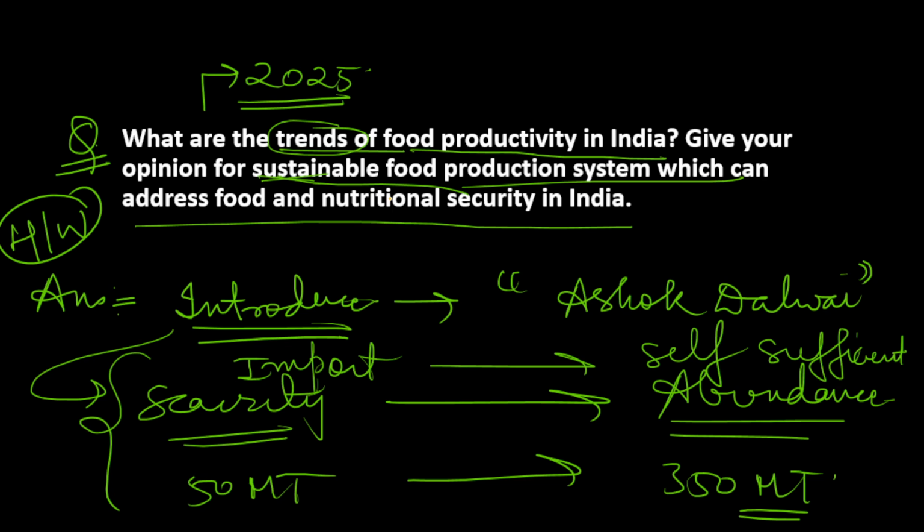So I hope you understand the first part of the question, that is trends of food productivity in India. Now you can move to the second part. In the second part, we have to give opinion on sustainable food production systems which can address food and nutritional security in India. So how can you approach this part of the answer?